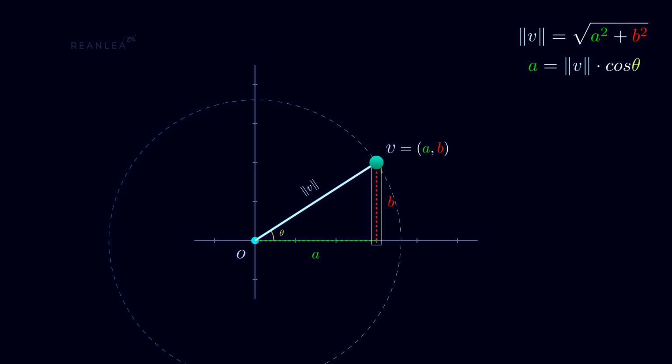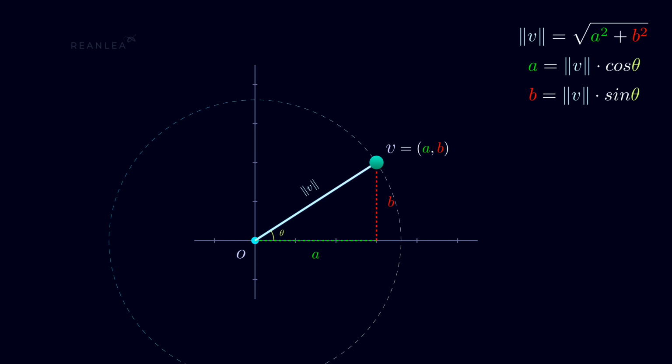Similarly, the displacement along the y-axis is b, which is the length of projection of vector v along the y-axis. And here b is norm v sin theta. Here since the force vector F results in the displacement of the ball by a certain distance, which is norm v, therefore we can simply represent all those vectors by a certain amount of displacement in a certain direction.